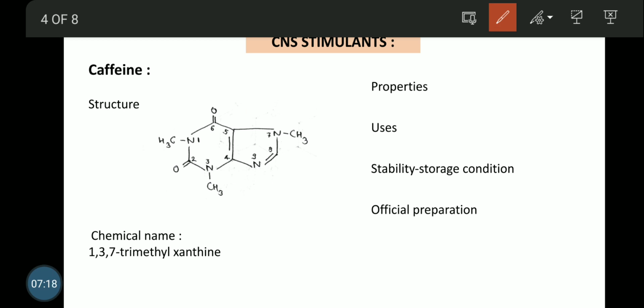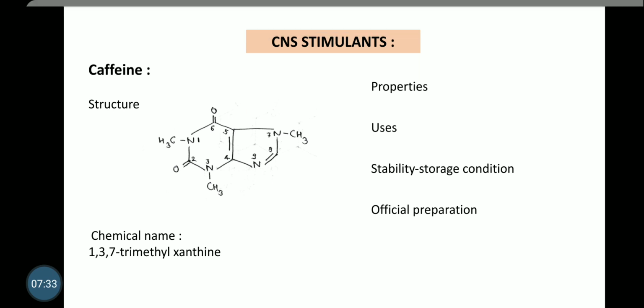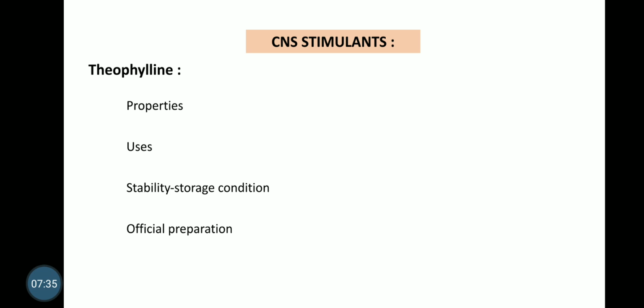Official preparations: caffeine tablet BP, aspirin and caffeine tablet BP, caffeine and ergotamine tablet BP, caffeine and codeine tablet, that is also official in your British Pharmacopoeia. Then the second drug, that is theophylline.